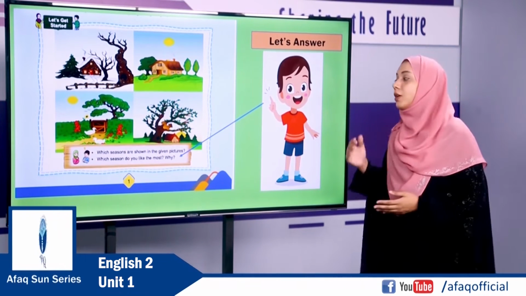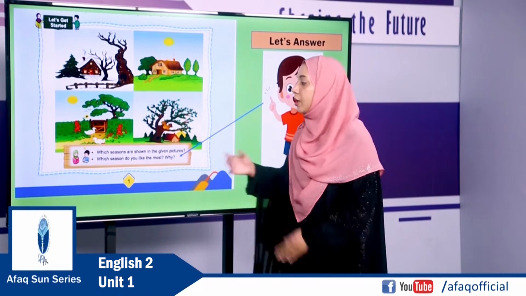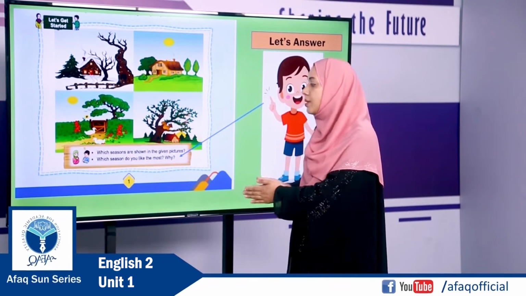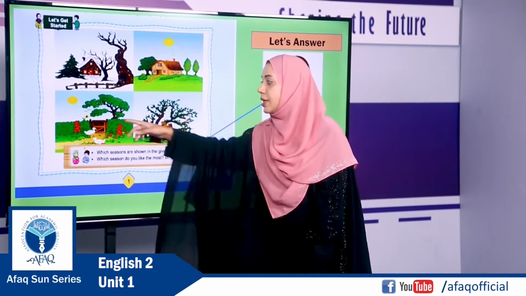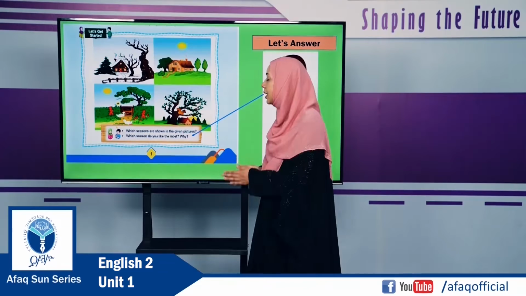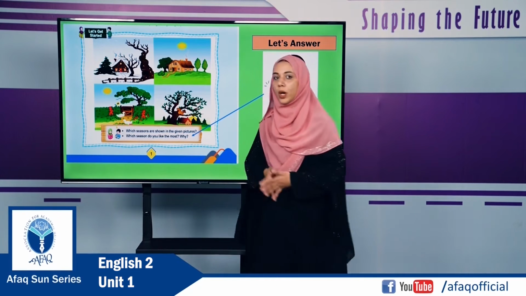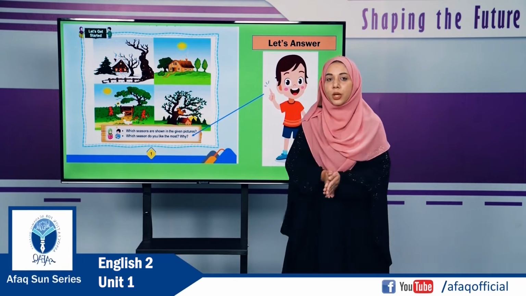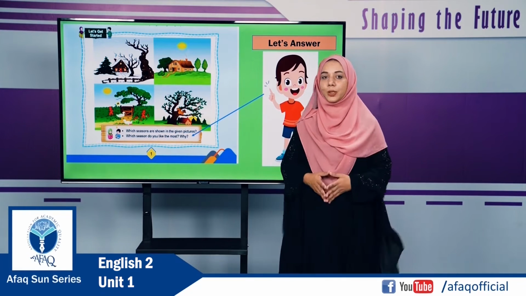Very good. Now on your page number 1, there are 2 questions given. The first one is, which seasons are shown in the given pictures? So these are 4 pictures of seasons, and you have to tell which season is depicted in each picture. And the second question is, which season do you like the most and why? So for the second question, you have to tell your own like, and you have to give reason as well.